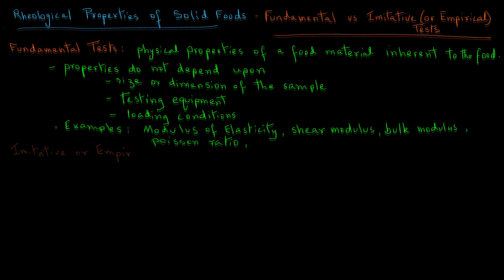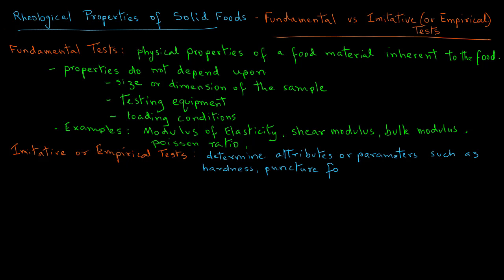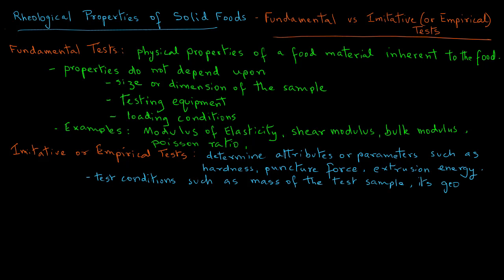In case of imitative or empirical tests, these are used to determine the attributes of a material, such as hardness or puncture force or extrusion energy. The test conditions, such as the mass of the sample, its geometry, the sensor that is used in testing, these all affect the parameters that are measured.